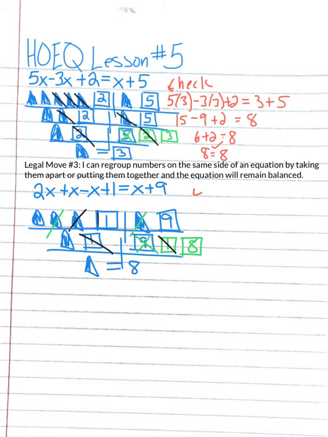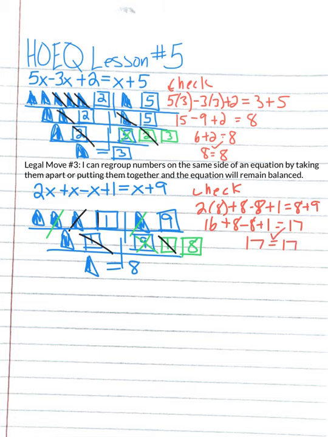And if we check this, we see that 2 times 8 plus 8 minus 8 plus 1 is the same as 8 plus 9. So 16 plus 8 minus 8 plus 1 is equal to 17. 16 plus 8 is 24, minus 8 is 16, plus 1 is 17. So this checks out. If you feel comfortable with this, you can definitely start the practice, or you can stay with the video and do one more problem with me.